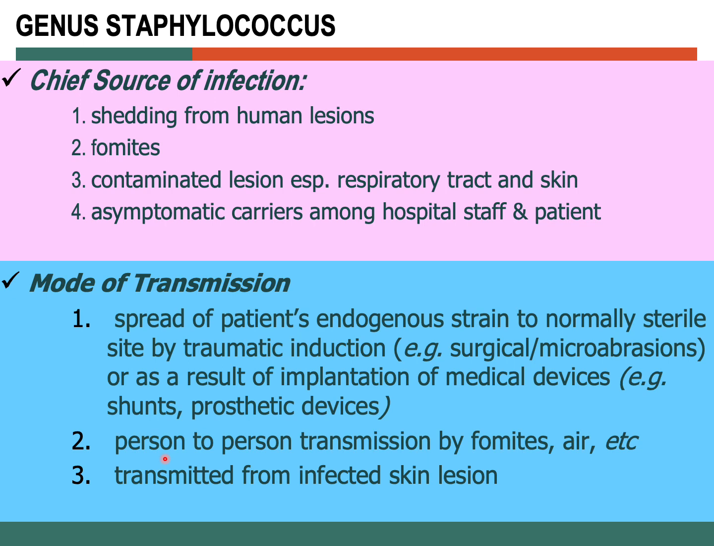You can also acquire or transmit Staphylococcus infection by person-to-person transmission, by fomites, or even by air. They can also be transmitted from infected skin lesions, especially in patients who have skin lesions like cellulitis, impetigo, and boils, or in our dialect we call it matagtiki. You can transfer that to another person as well, because matagtiki or boils is a staphylococcal infection.